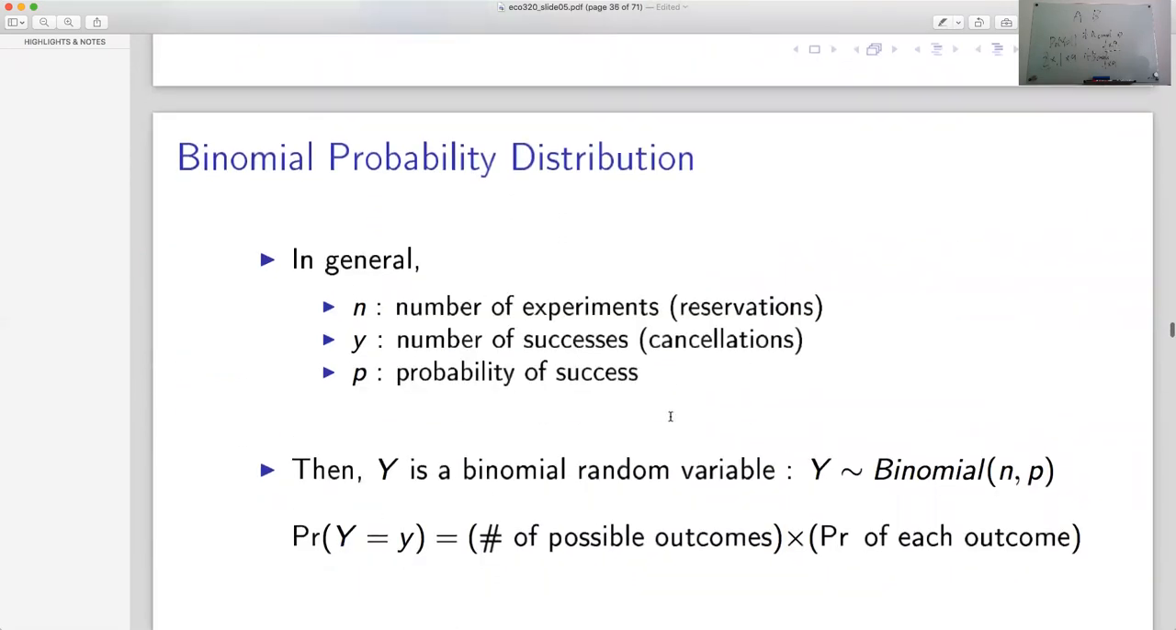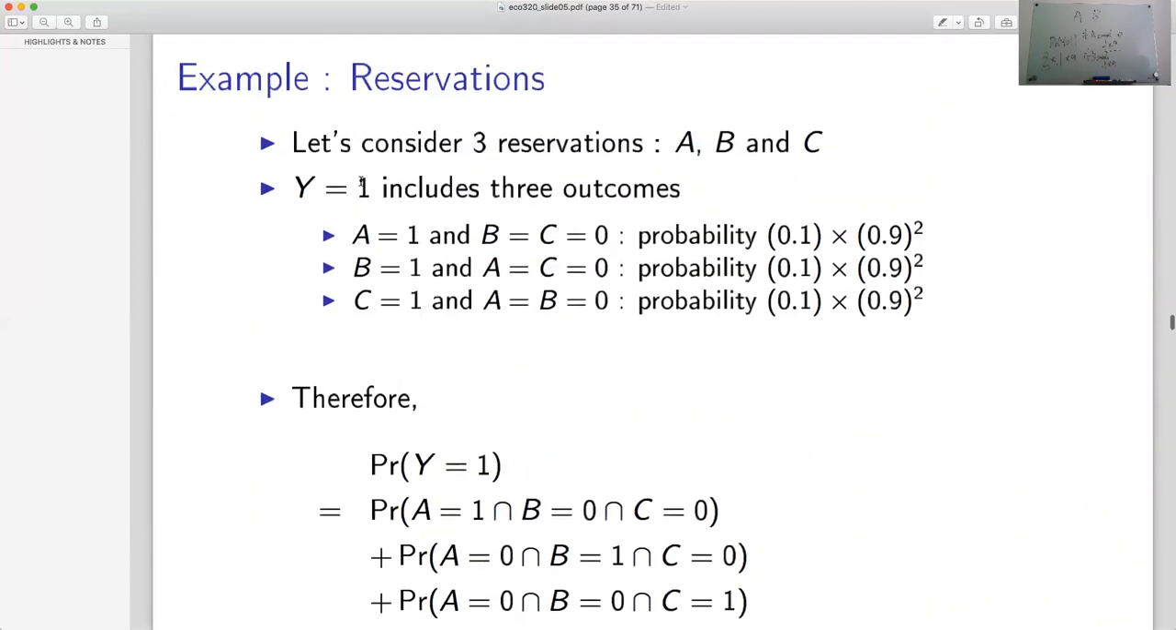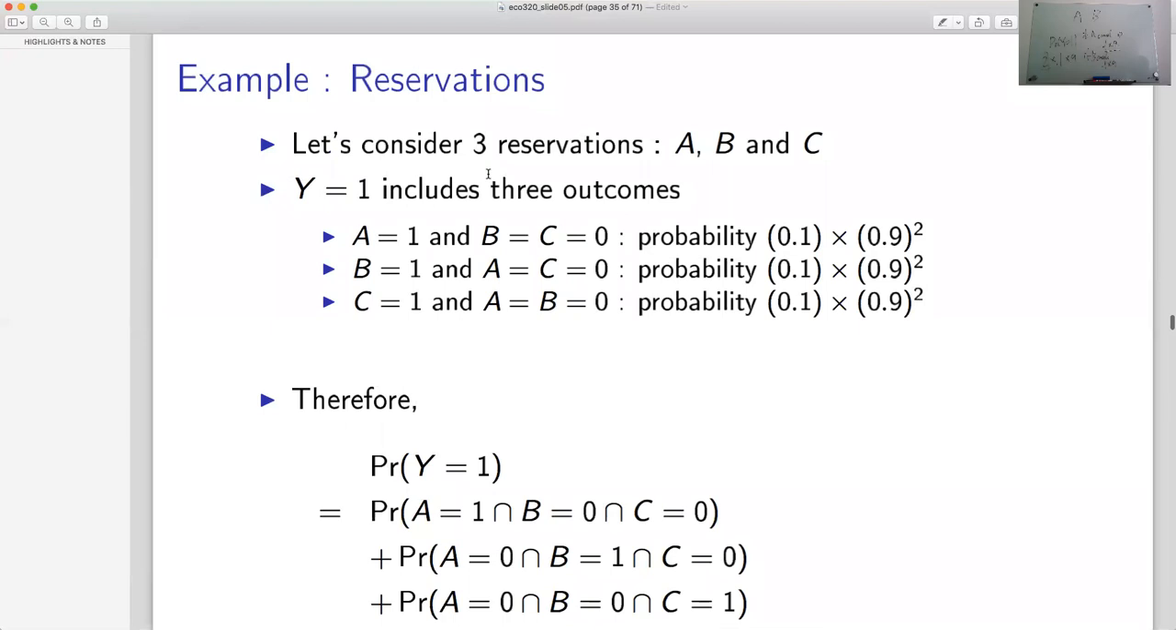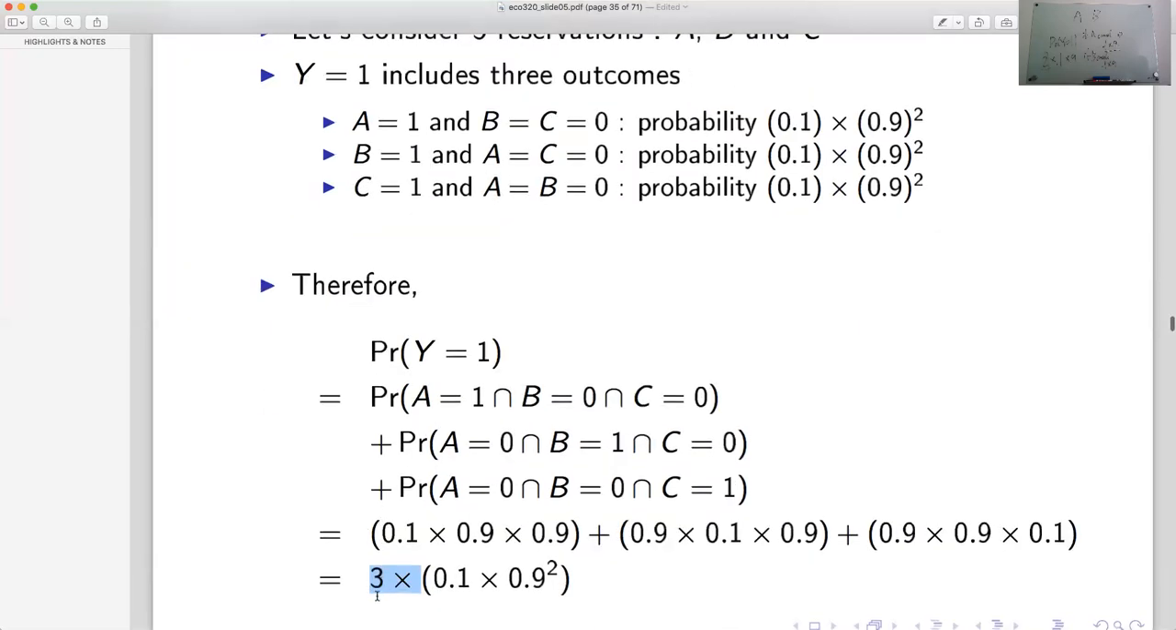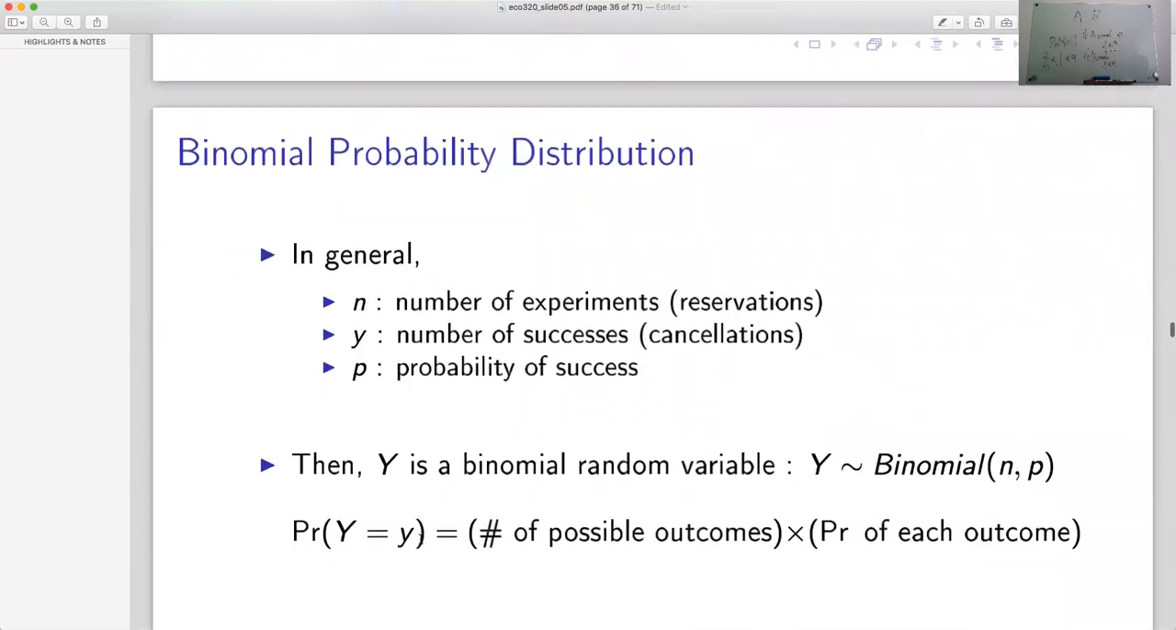What if we are looking for something like 4 reservations and 5? Would it be just 4? Would it be 4 and 5? So try to think about that.